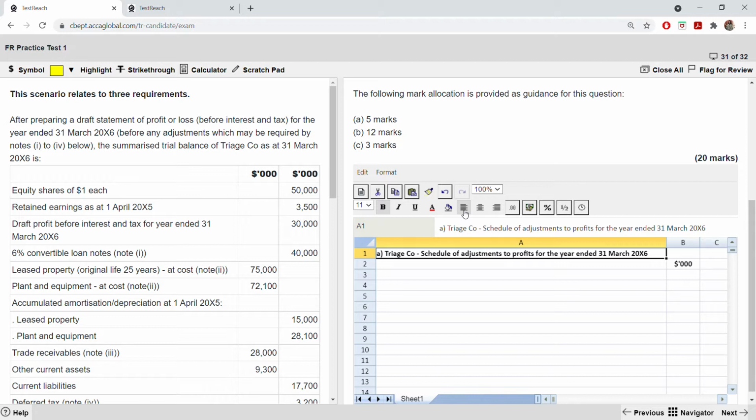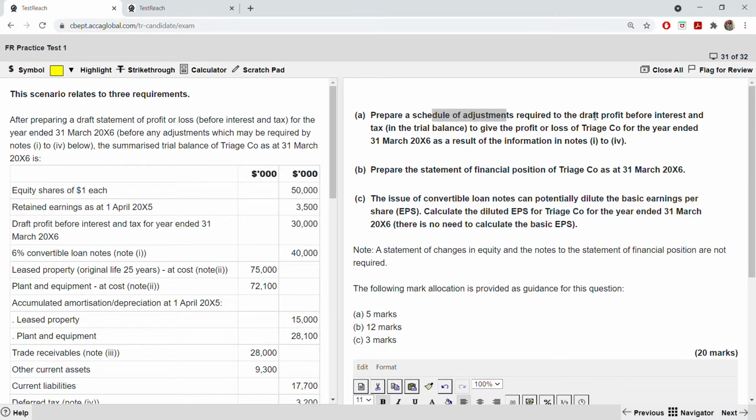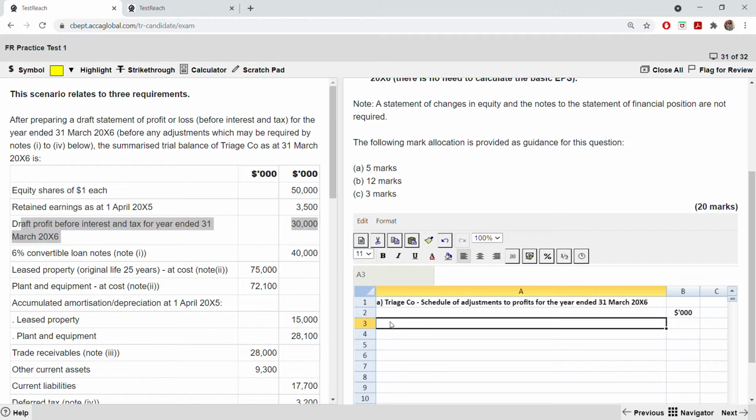Next, first, how do you start? You always start with the starting figure. They have told, required to draft the profit before interest and tax in the trial balance. So you start with profit before interest and tax. Okay, what is that? If you see the trial balance, this 30,000 you start with. Okay, this is your starting point. Whenever you are supposed to do some adjustments, you should know what your starting point is to adjust with.